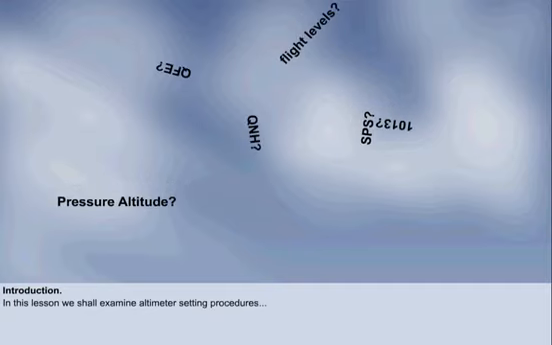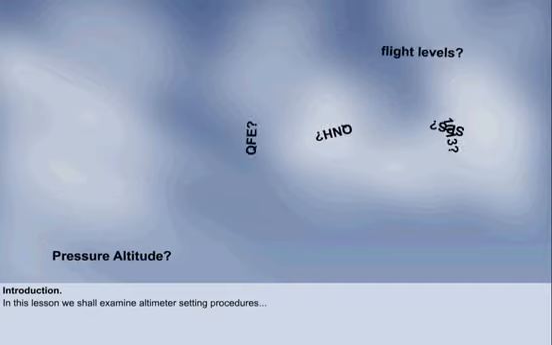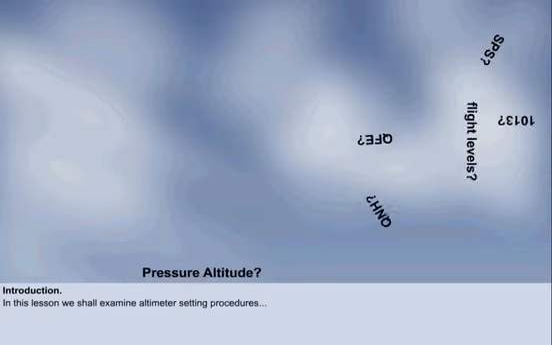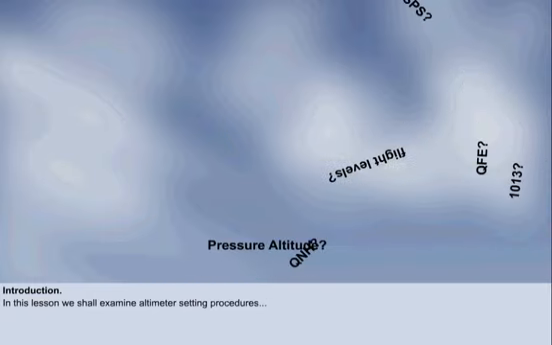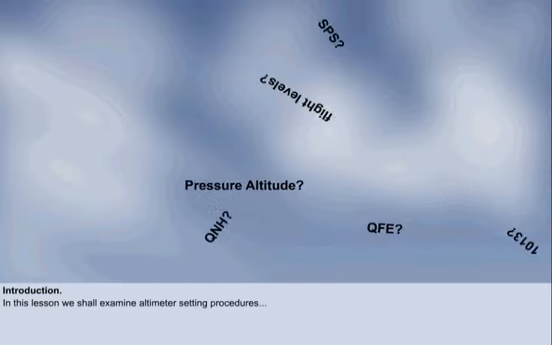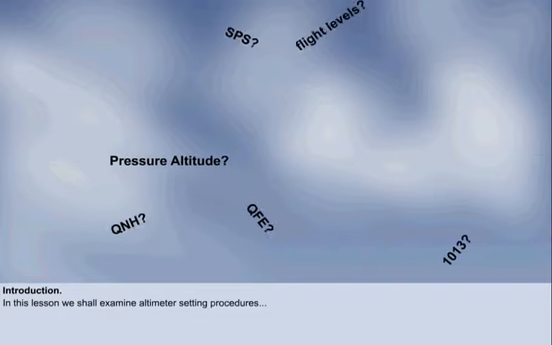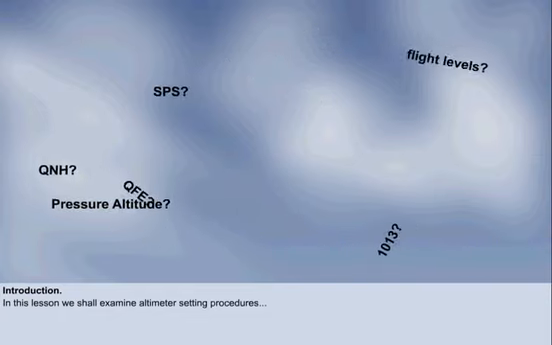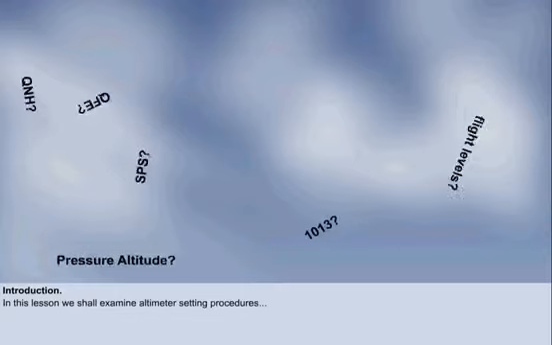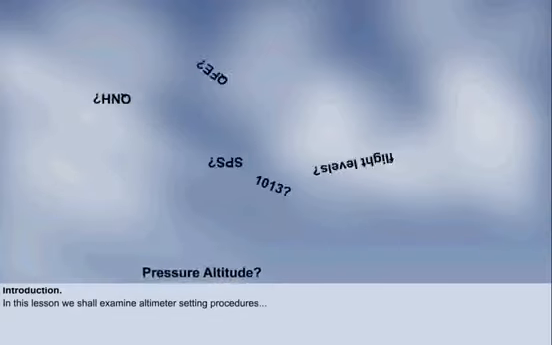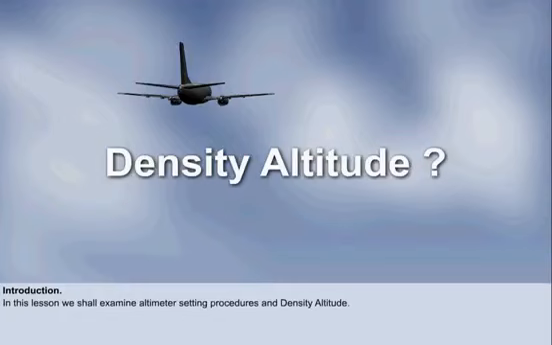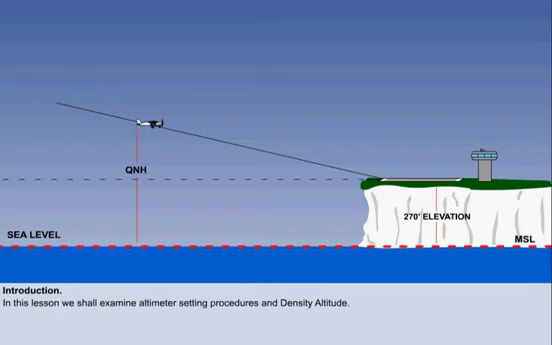The last lesson showed why we have QFE, QNH and flight levels as possible altimeter settings at different stages of flight. In this lesson, we shall examine how and when we change from one to another. This is called altimeter setting procedures. We will also explain density altitude, which is a different concept from pressure altitude, but it can cause confusion if the difference is not understood. But first, we will look at the definition of QNH in more detail.